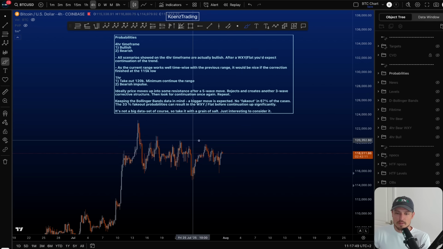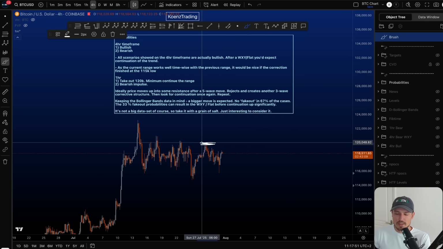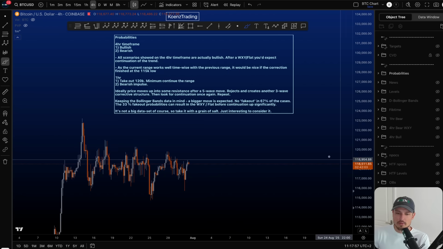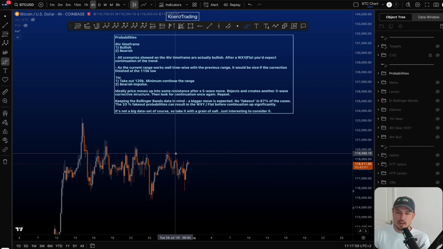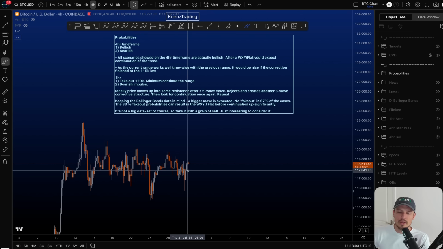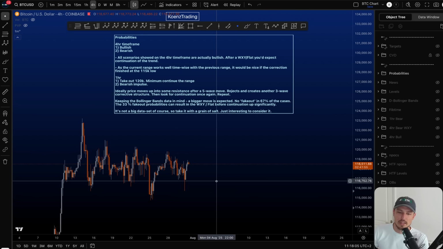On the 1-hour time frame, probabilities are highest for price to take out this high, simply because counting this bearish is difficult. It looks better as a corrective structure, increasing probabilities for price to take out this high, and as a bare minimum, continue this range for a longer period of time, and then we can reassess what happens later.